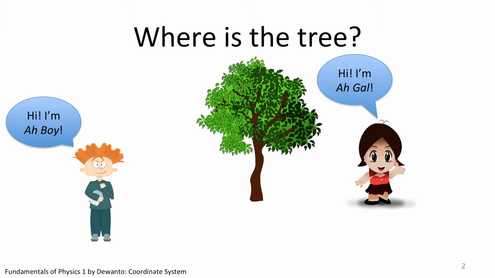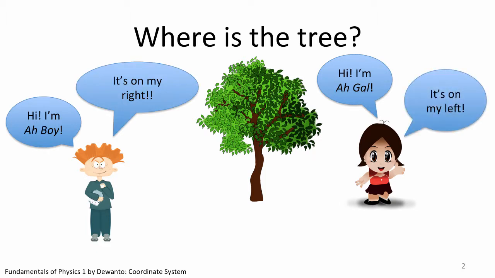You ask both our boy and our girl. Now, before we proceed further, for our own convenience, we define left and right from our perspective. Left, right. So our boy will say, it is on my right, and our girl will say, it is on my left. Who is right and who is wrong? How can the same tree, a physical object, be at two different locations at the same time? Well, this sounds like a stupid question.